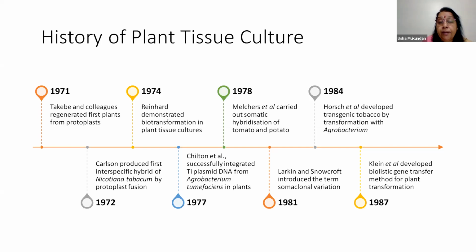Transgenic tobacco, again remember I told you tobacco is a model system for in vitro culture, was produced by Horsch and colleagues. Whenever you write et al., it means that there are more scientists involved in the entire research project.